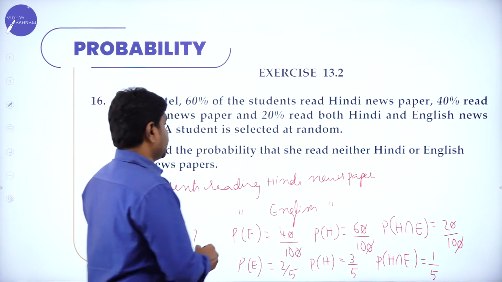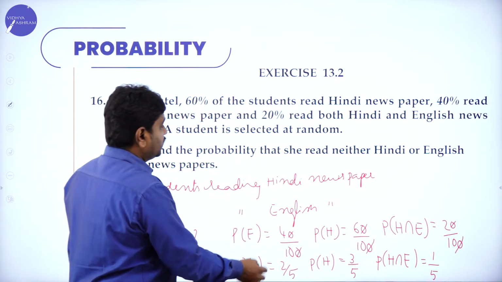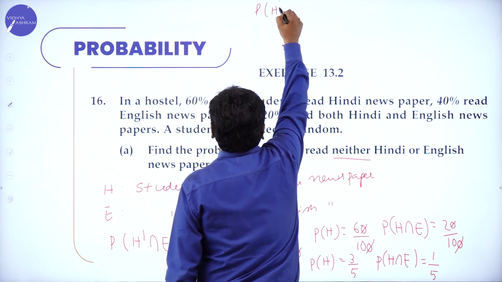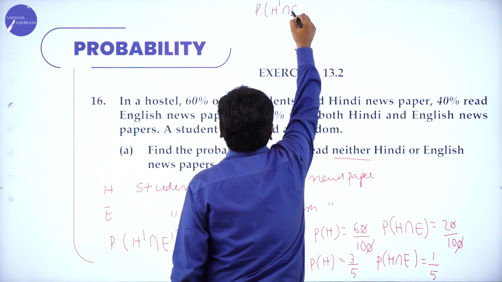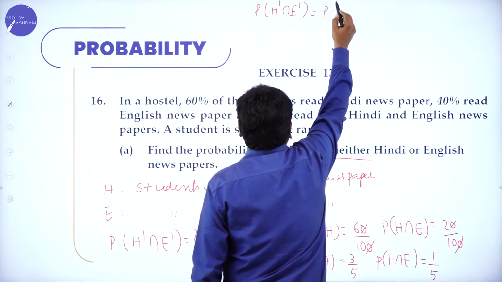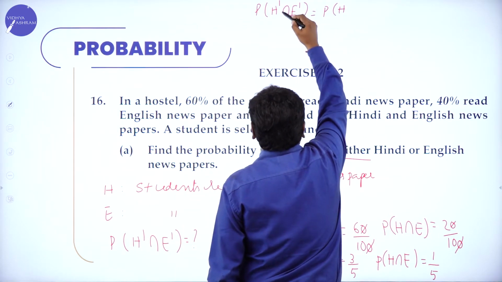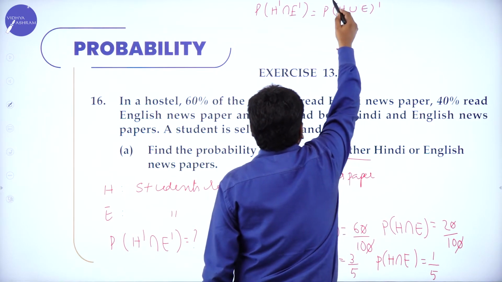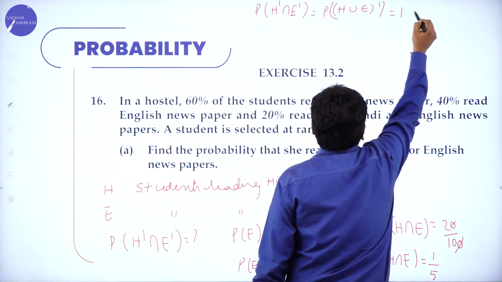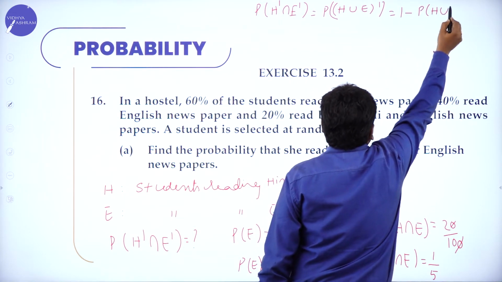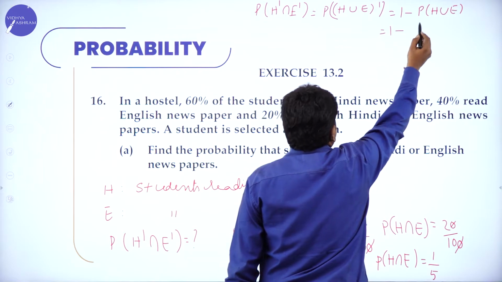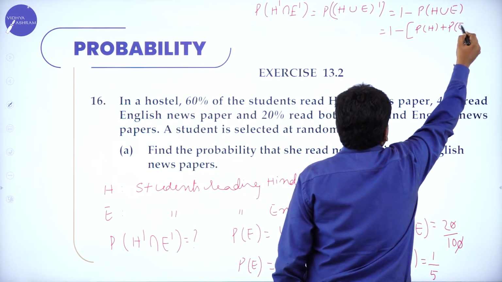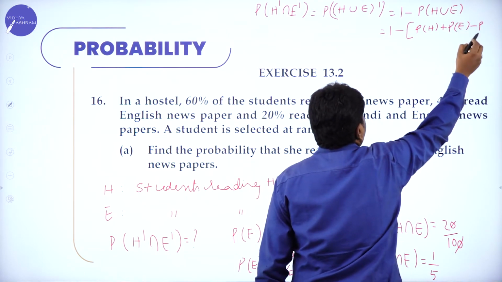Now they want neither, so find the probability that they read neither Hindi nor English. What is the formula? P of H dash intersection E dash. Using De Morgan's law, H dash intersection E dash can be written as H union E the whole dash. Further, this can be written as 1 minus P of H union E. And what is P of H union E? P of H plus P of E minus P of H intersection E.